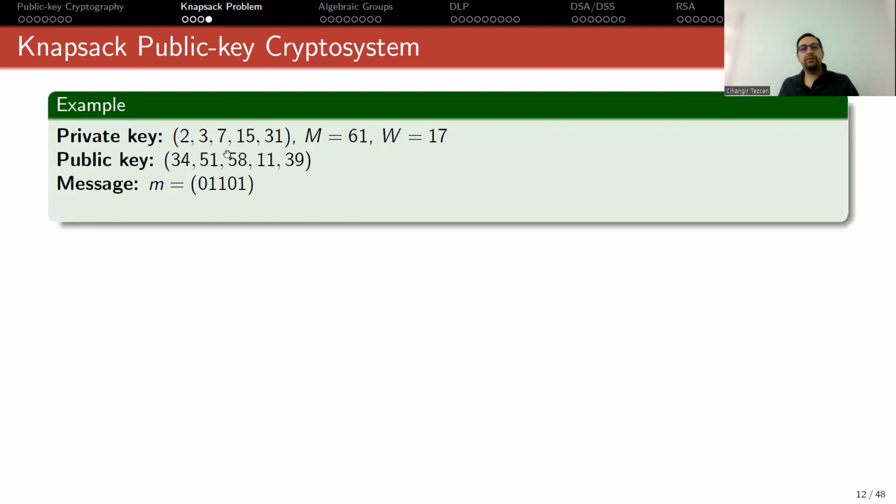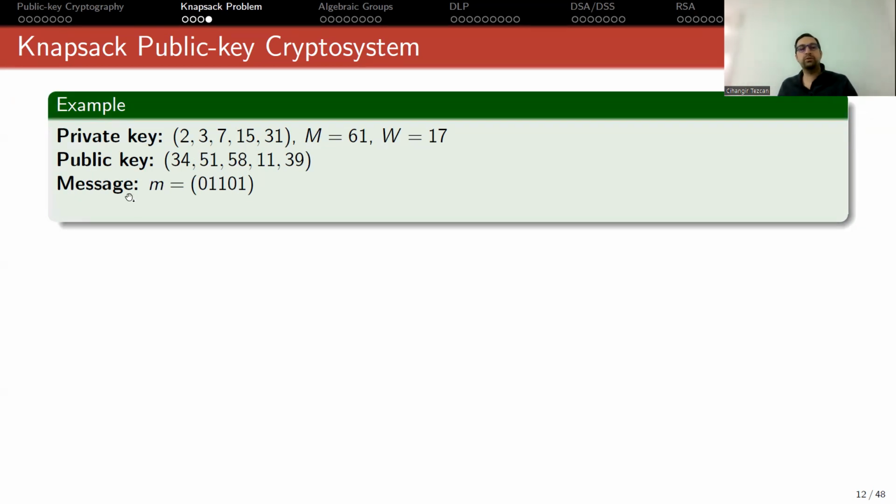Assume that I chose the private key like this. So this is super increasing. As you can see, 7 is larger than 2 plus 3. 15 is larger than 2 plus 3 plus 7, and so on. So I chose M equals 61, W equals 17. And by calculating BIs, it turns out that this is the BIs, okay? So this is your public key now.